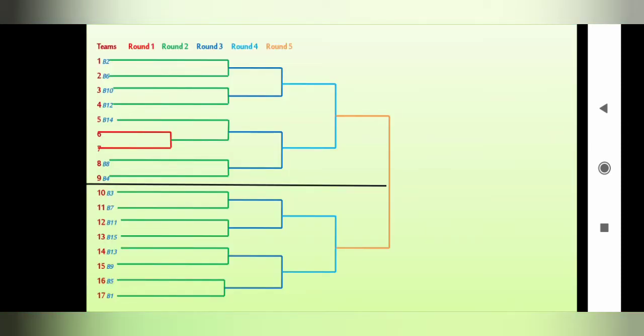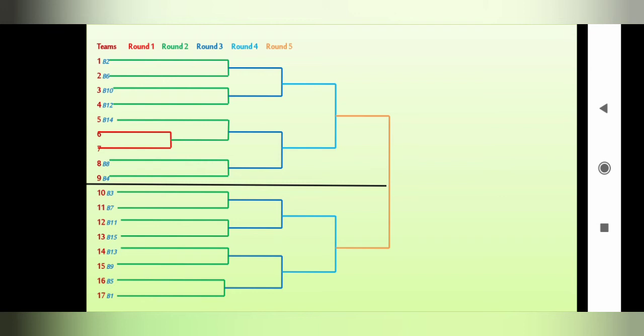Okay class, so on the next page I'm drawing the fixture, how to draw it, what the fixture draw looks like, and which points we have written on the page. So first we write all the numbers of teams. Okay, so first we write all 17 teams, then we distribute the byes.